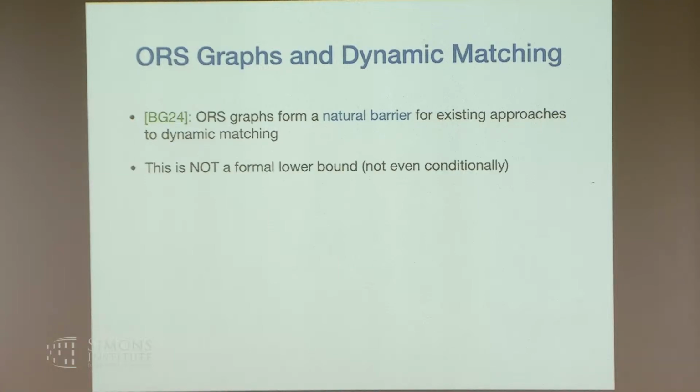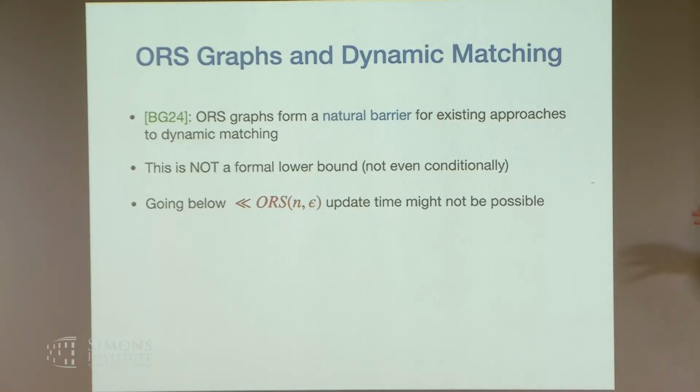What I'm saying, this is not a formal lower bound. It's not even conditional or anything. We don't have such lower bounds. But more or less, it seems like going below this ORS of n and epsilon seems to be something that we don't know. We have no idea how to do that. So we don't know any dynamic matching algorithm that can get an update time that goes below this runtime. Okay, this was the barrier that Sohail talked about.